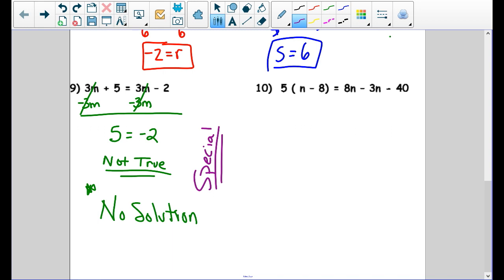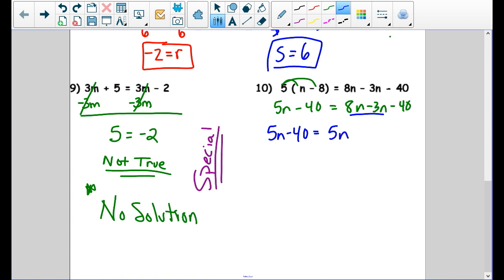Alright, number 10. So again, we've got parentheses, so let's distribute. So 5n, 5 times negative 8 is negative 40. 8n minus 3n minus 40. Again, if you want to combine some steps there, you can, because I have variables on the same side here. So we're going to combine those. So 5n minus 40. 8n minus 3n is 5n.